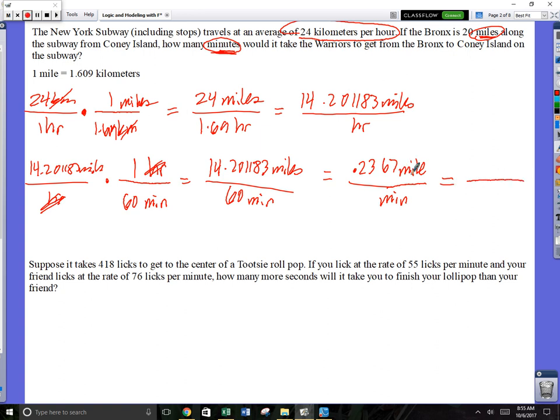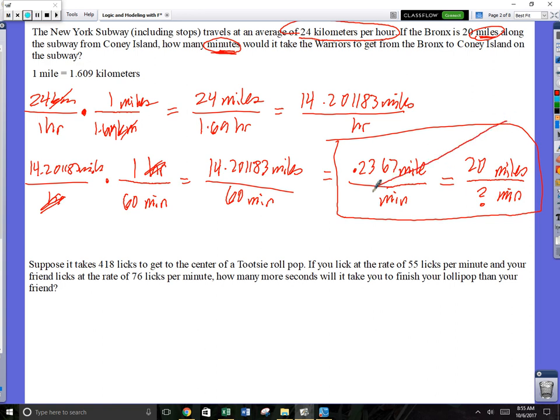You've got to set it up miles on top, minutes on bottom. So I need to copy that. Miles on top, minutes on bottom. And I need to go 20 miles, but the unknown is minutes. So we're going to use this proportion, and it's going to make it a piece of cake. Miles, minutes, miles, minutes. Now proportions, we're just going to cross multiply.